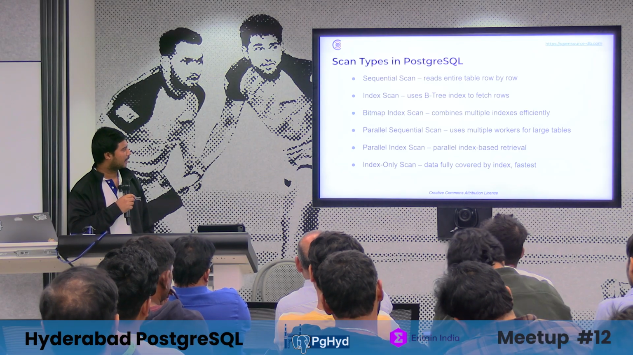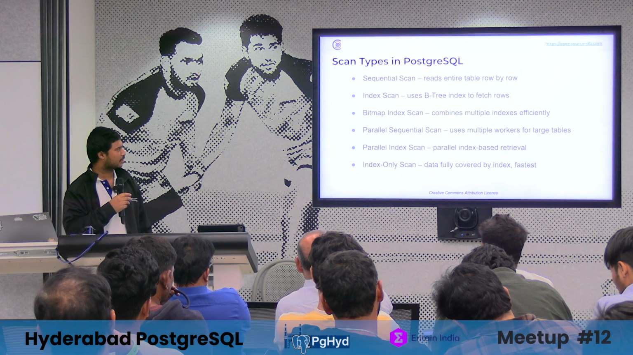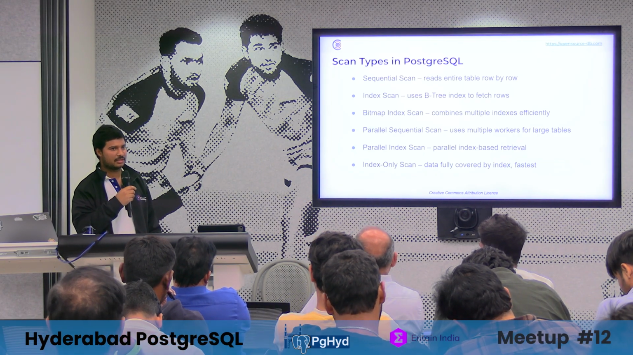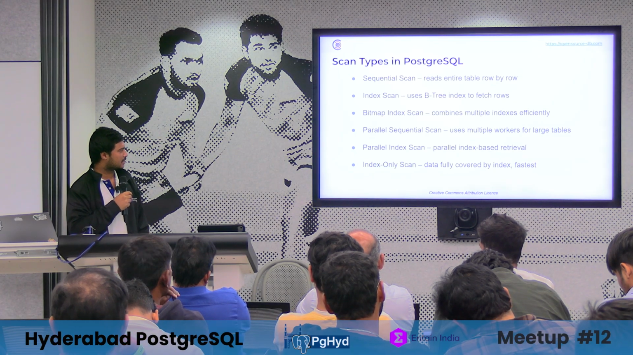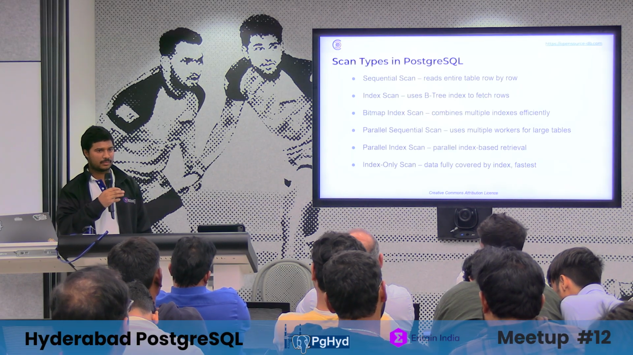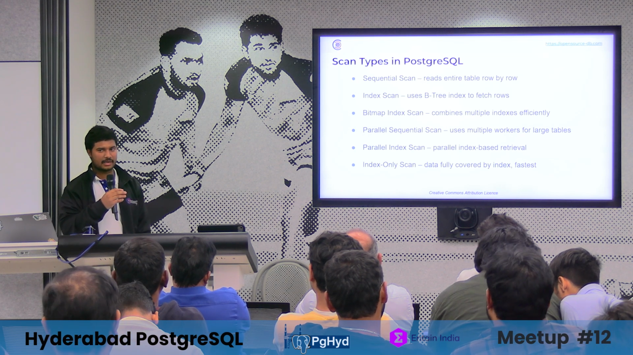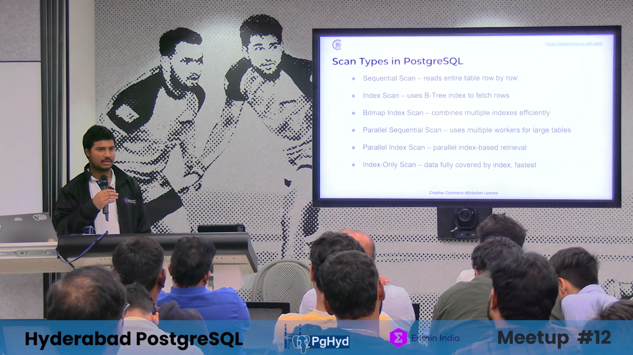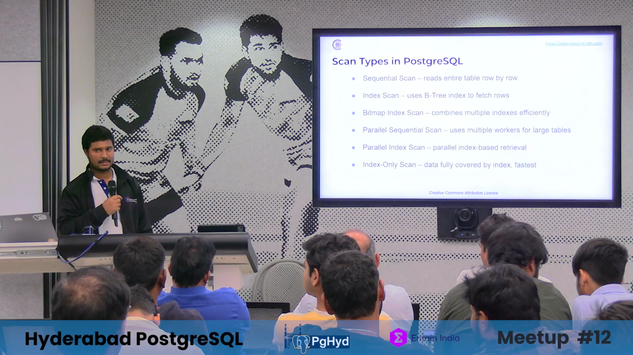Coming to the parallel index scan, it is similar to the parallel sequential scan, but here it uses the indexes to gather the data in a faster way. And index only scan: whenever we have the rows on different indexes on the table, it will not use the table. It only uses the indexes and shows the information to us.